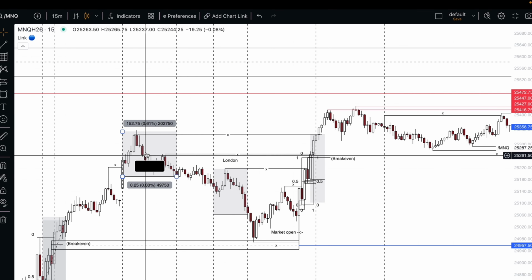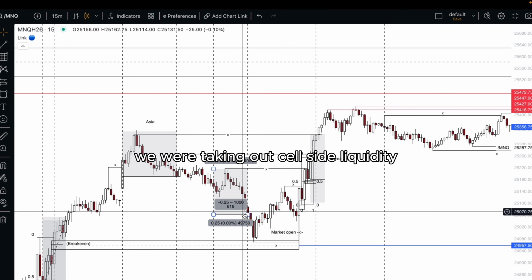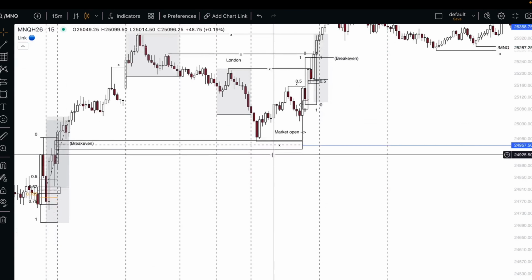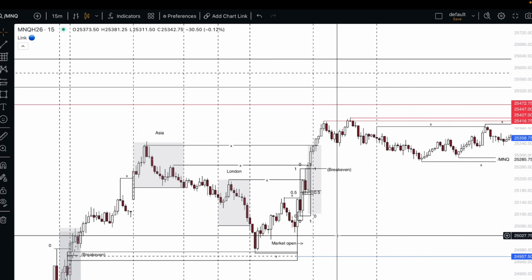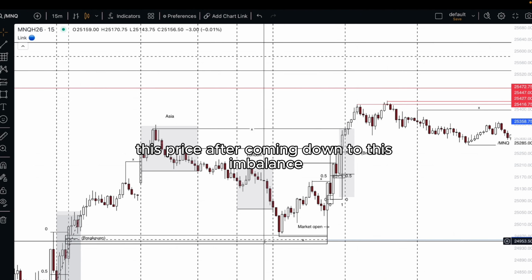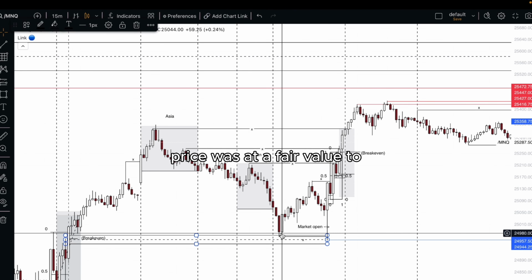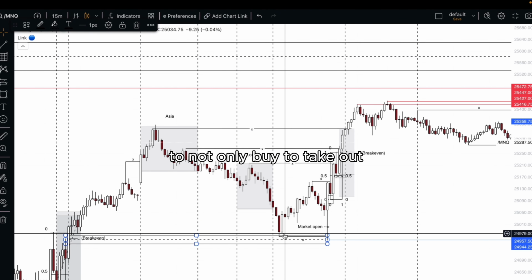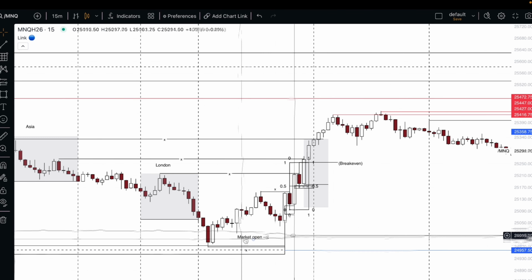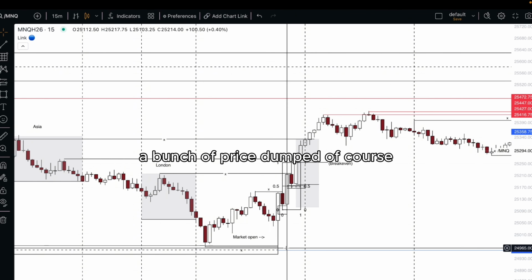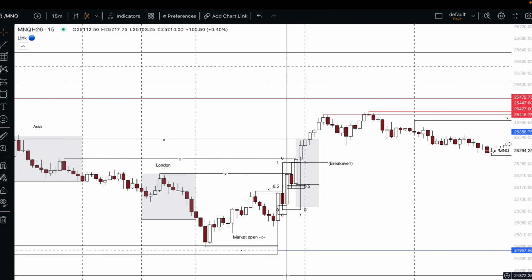As these highs were getting made, we were taking out sell side liquidity going down into this imbalance, possibly because we're in discount. Now, after coming down to this imbalance, price was at a fair value to take out buy stops at a discount. It's also convenient that at market open, this candle right here, we pushed down, taking out this bunch of sell stops. Price dumped, of course, and we manipulated a bunch of people.